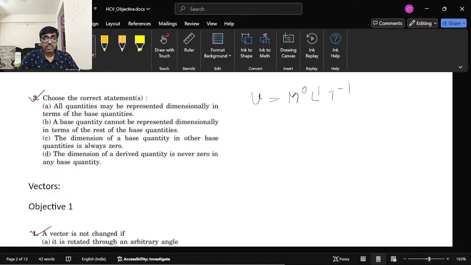So dimensions of a derived quantity is never 0 in any base quantity. That's wrong. It cannot be 0 in all base quantities, but it can be 0 in some. For example, a supplementary quantity can be 0 also. So the incorrect statement is the derived quantity one. All quantities may be represented dimensionally in terms of base quantities, correct. A base quantity cannot be represented, correct. Dimensions of a base quantity in other base quantities is always 0, also correct. A, B, C is the answer.